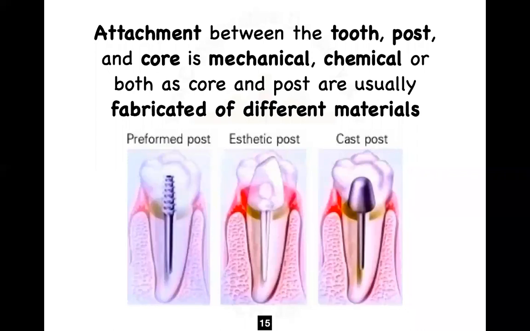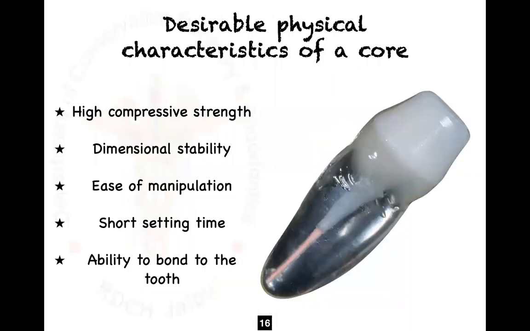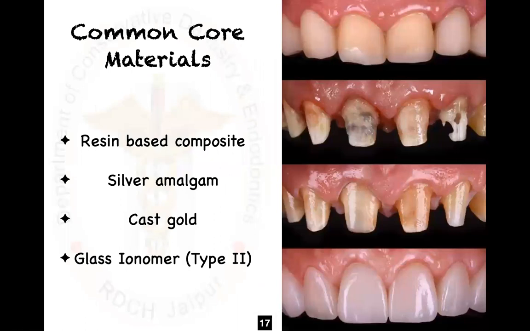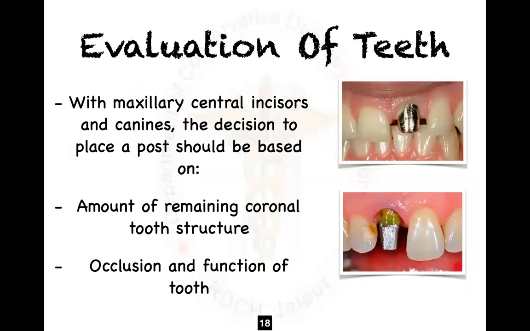The cast posts are the ones you have to fabricate yourself. You have to take a wax pattern, adapt to the flared canal, give it to the lab, and that's how it is made of metal. It comes, you do a try in, do a little reduction here and there, and cement it. Desirable characteristics, I told you, very easy. Common core materials: composite, amalgam, Cosco, GICs.